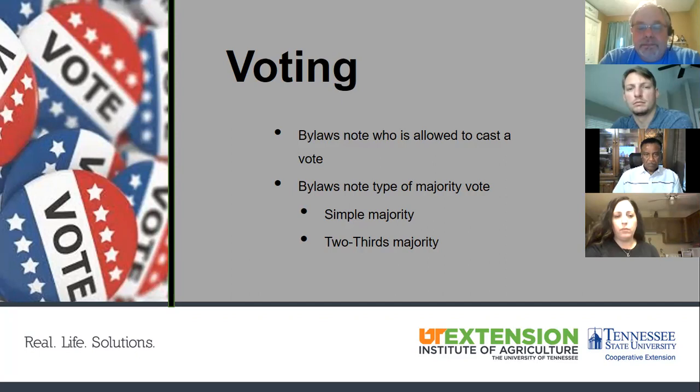And the bylaws should note what type of majority vote, whether it's a simple majority or a 2/3 majority. You'll hear that term along the way, especially out of Congress, if you watch C-SPAN or whatever channel, sometimes they talk about a supermajority or a 2/3 majority vote. And in parliamentary procedure, there are some motions that require a simple majority and some that do require a 2/3 majority.